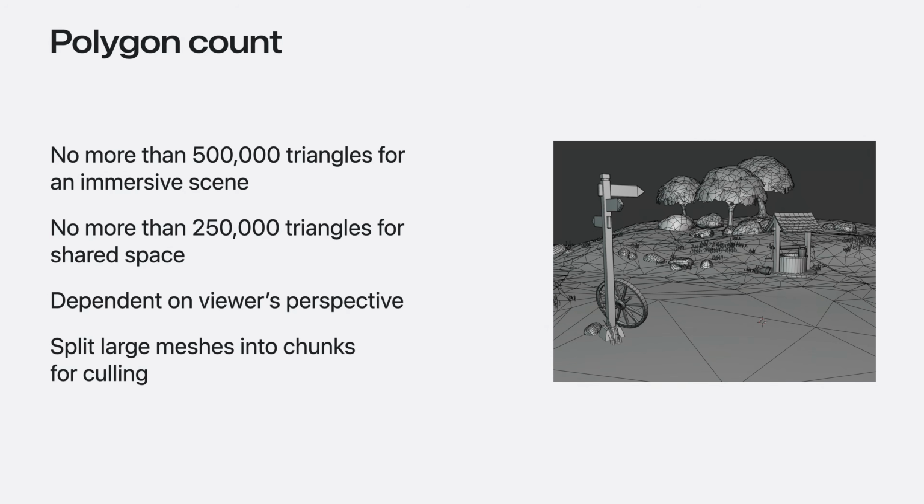We also recommend splitting very large objects, like terrain, into chunks so that they can be culled when off camera. If you want a safe target, try to keep the number of triangles in view to around 100,000, as that should give you plenty of headroom. Keeping these factors in mind before you begin building your content can help you stay in budget.